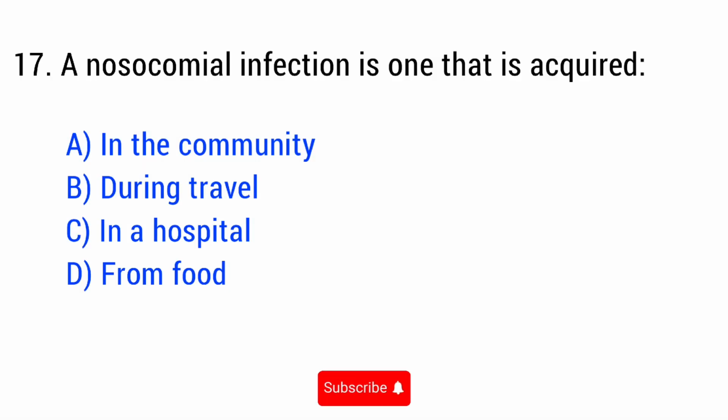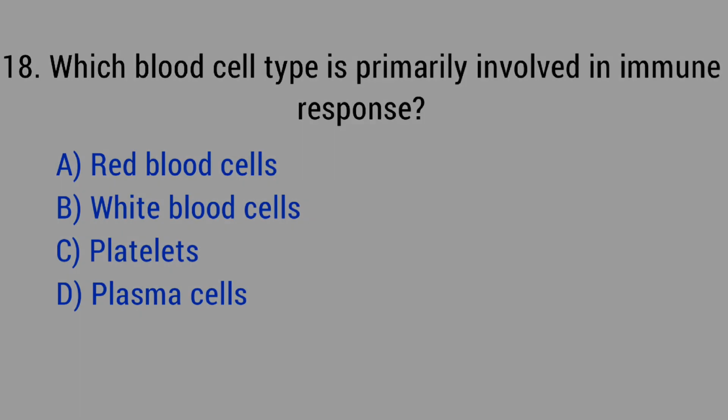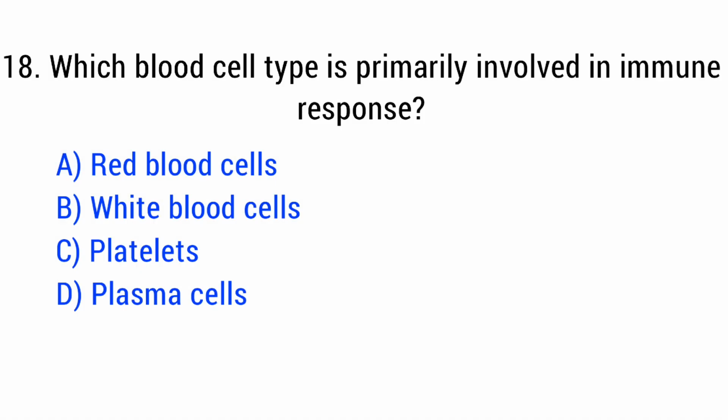Question number 17. A nosocomial infection is one that is acquired. The right answer is option C, in a hospital. Question number 18. Which blood cell type is primarily involved in immune response? The right answer is option B, white blood cells.